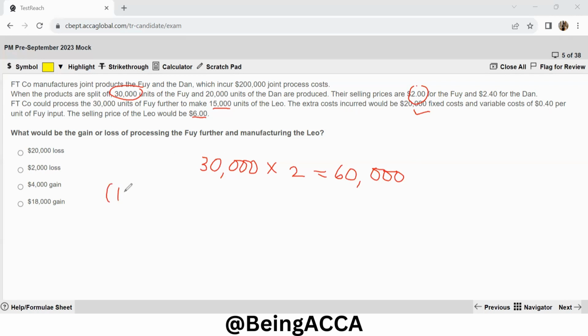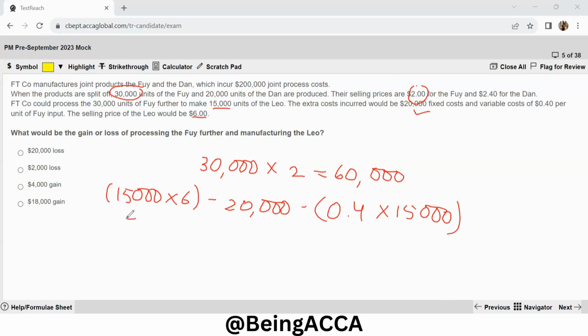So we have 15,000 units and 6 is the selling price. Then I subtract my fixed costs, which is 20,000, and then I subtract 0.4 into 15,000, again because this is per unit. So if I solve this equation, this will come out to be 58,000. And if I compare this, I am losing a revenue of 60,000 and I'm only earning 58,000 from doing this. So in net effect, I am in a loss and I will incur a loss of $2,000, which is the difference between 60,000 and 58,000. Now let's move on to the next question.